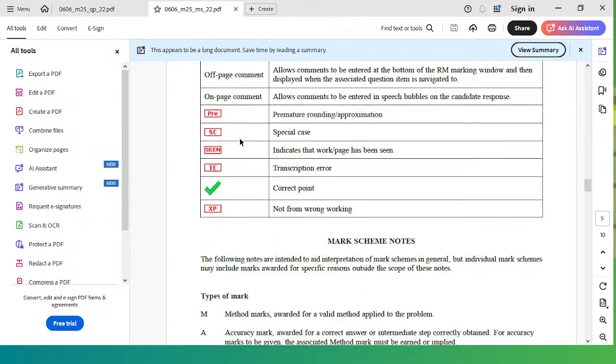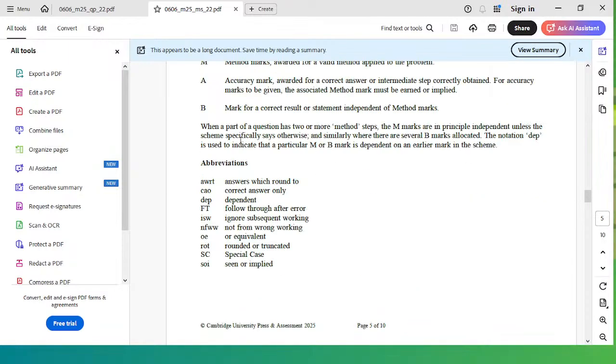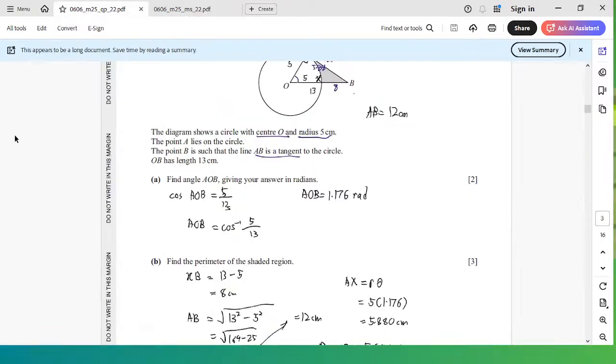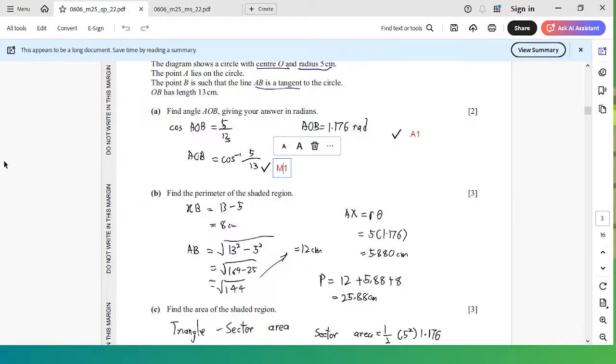So 1.18 is up to 3 decimal places, but we can go to a bit more accurate one. 1.176 is just as good. So this gives me my marks over here. It gives me M1, and this gives me M1 and A1 over here. And how I will actually write it out is I'll write beside it M1 and A1. I'm going to just write it to mark, it's easier.